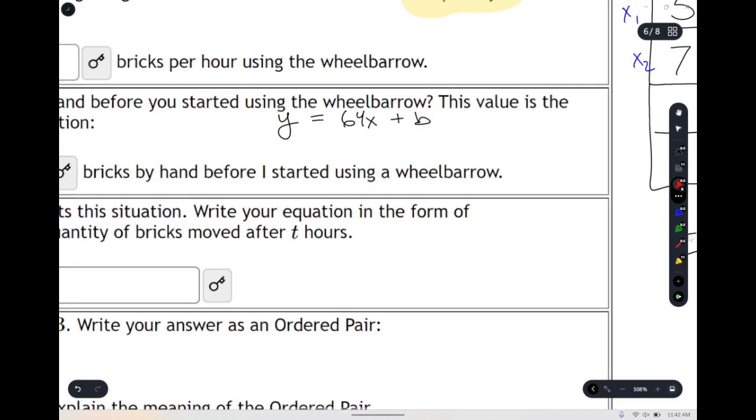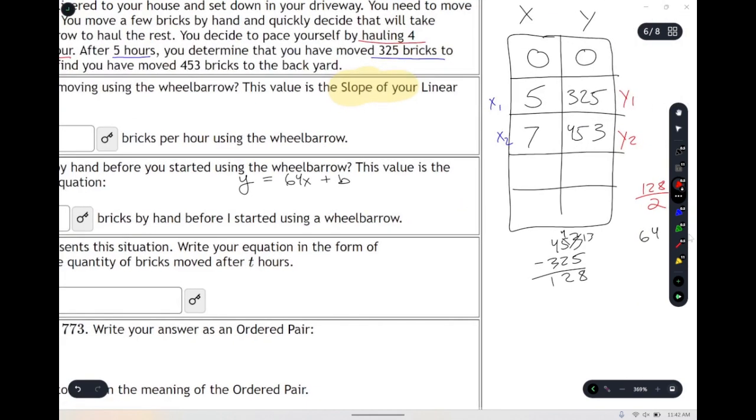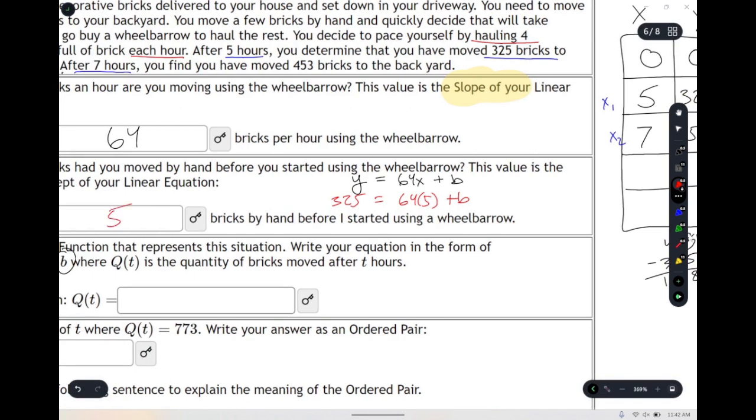Well, here, we got time. Let's do 64 times 5 plus b equals 325. Somebody hit that on a calculator real quick. 325 minus 64 times 5. It's 5? So b is 5? That is nice and neat.